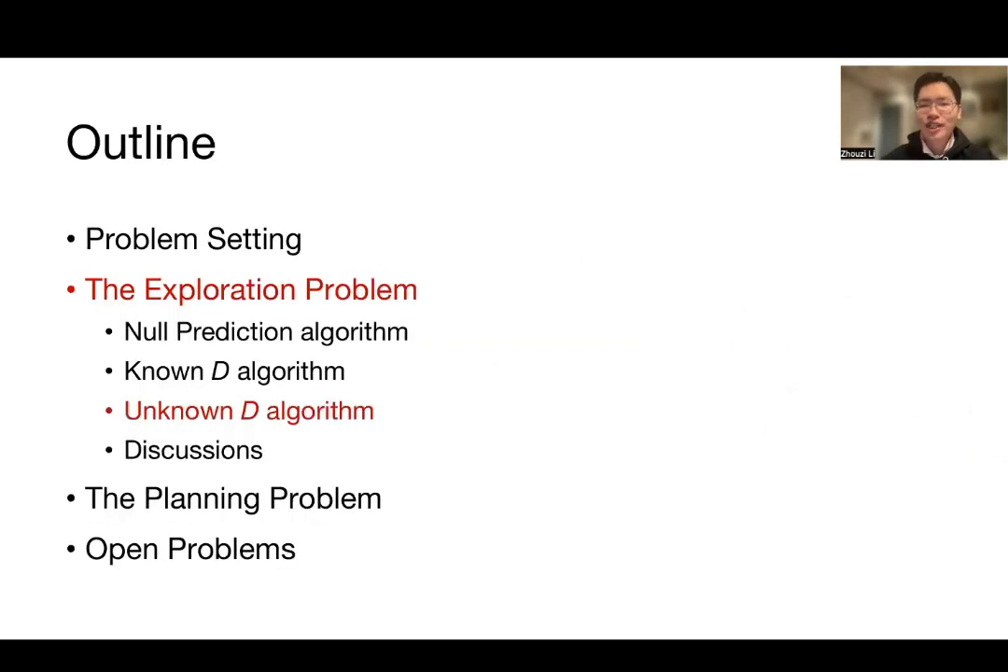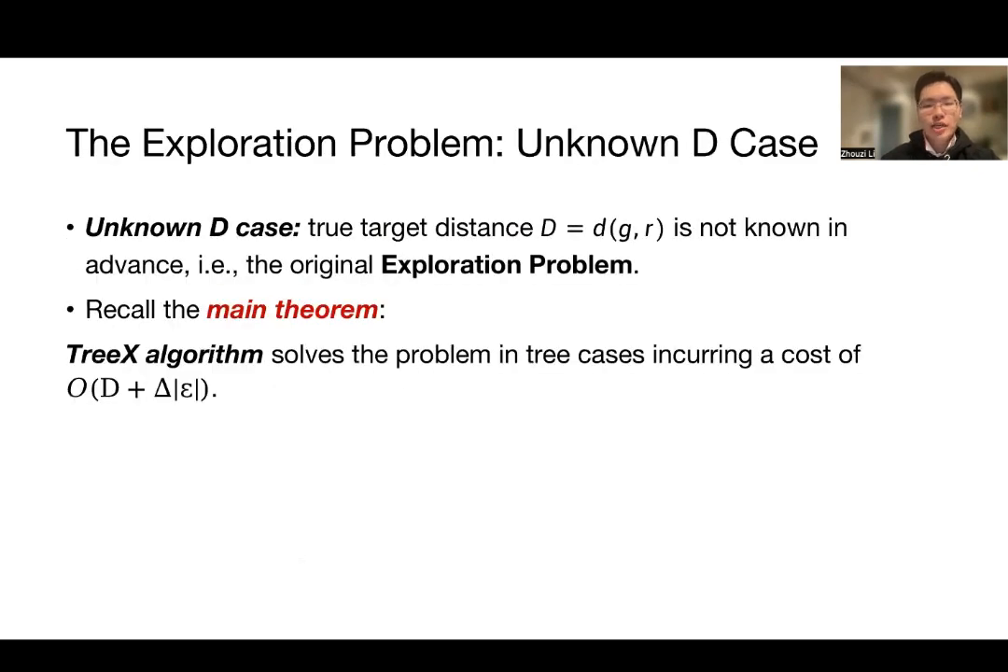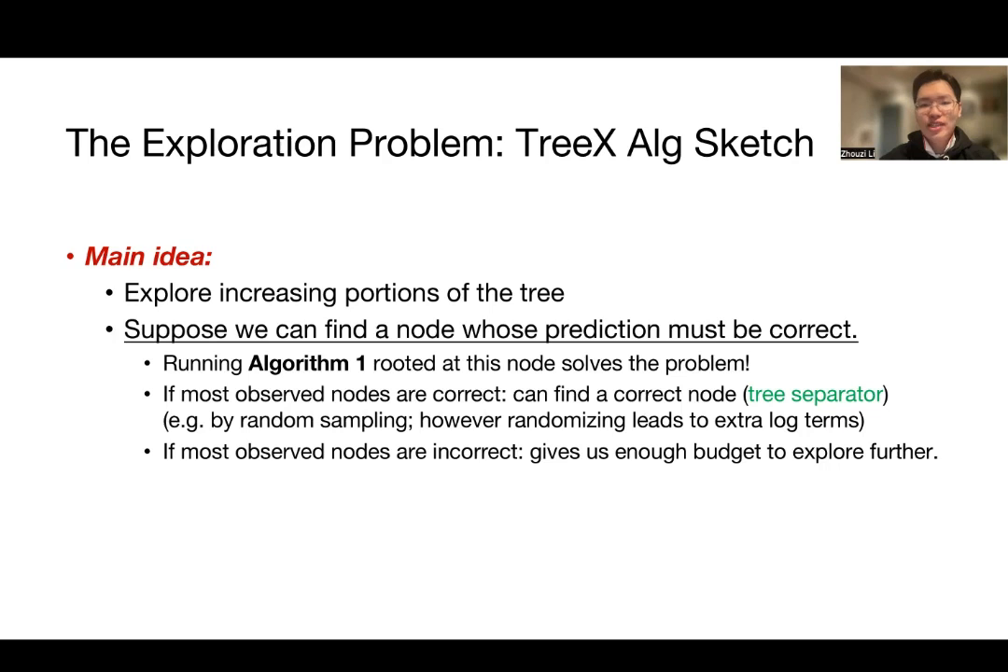Given the algorithm for the non-D case, we will now consider the N-non-D case, which is the exploration problem. Recall our main theorem: the Tree X algorithm solves the problem, incurring a cost of O(D plus delta times the error term). Here, we give a sketch of our Tree X algorithm.